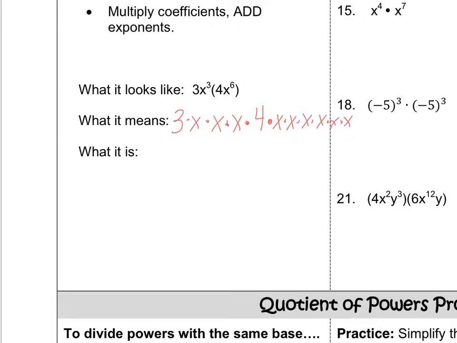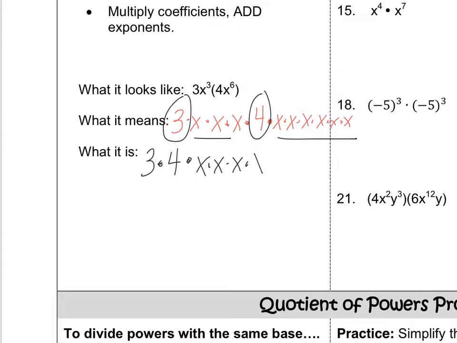So if I just reorganize everything, I'm going to put my coefficients together. So I've got 3 times 4 times, and then I'm going to put all of my x's together. X times x times x times x, 2, 3, 4, 5, 6. So 3 times 4 is always 3 times 4, it doesn't change, so that's 12. And then my base, how many times am I repeating my base? I'm repeating it 9 times.